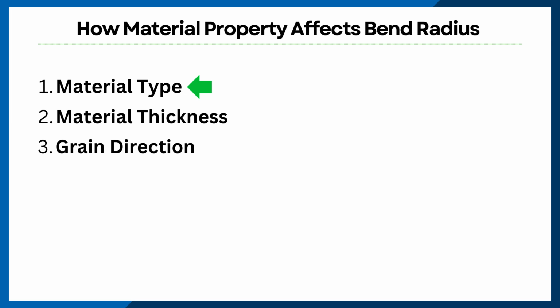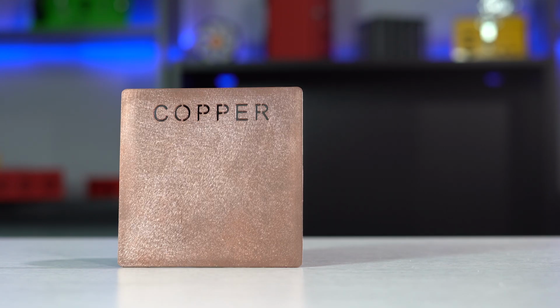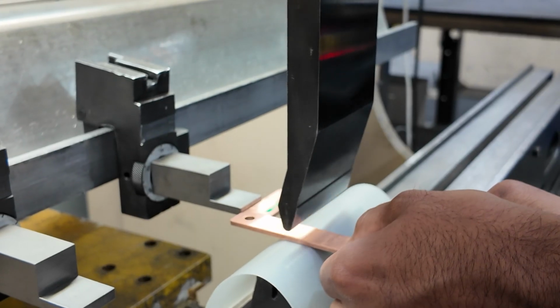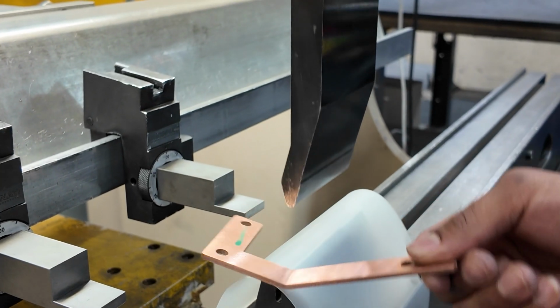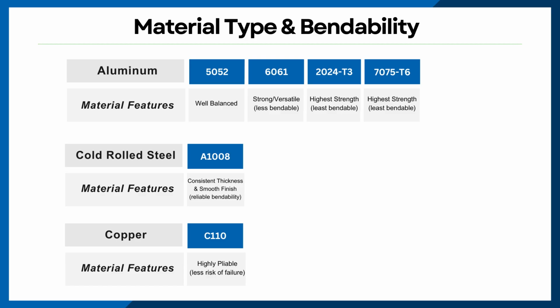The type of material you're working with has a significant impact on the bend radii. For instance, a metal like copper tends to be more malleable, allowing for tighter bend radii. And when it comes to aluminum, 5052 offers balanced strength and bendability. On the other hand, 6061 is strong and versatile, but not quite as bendable as the 5052. Then there's 7075 aluminum and 2024 aluminum, which are known for their high strength, but are brittle when bent, hence requiring very large radii to avoid cracking.